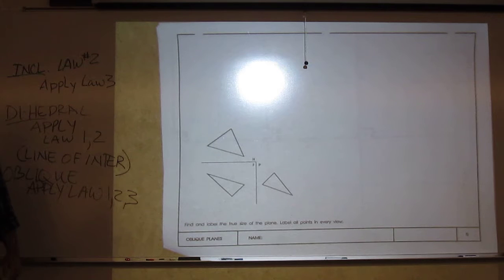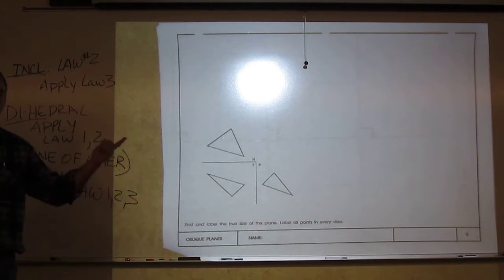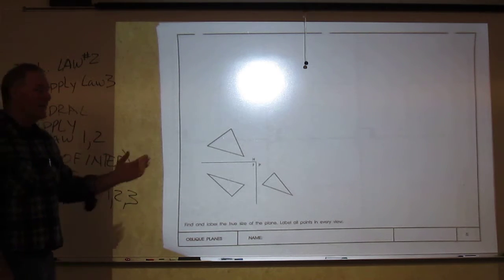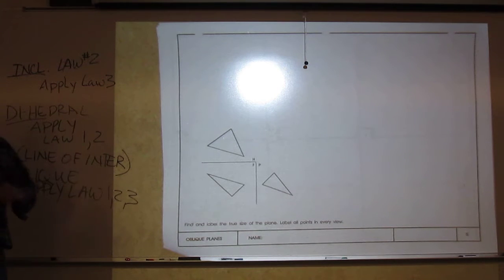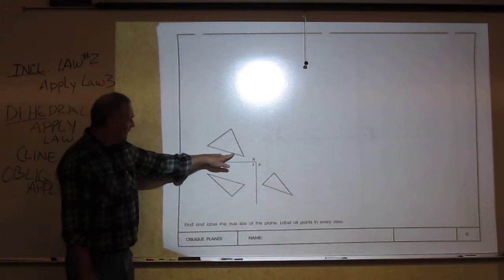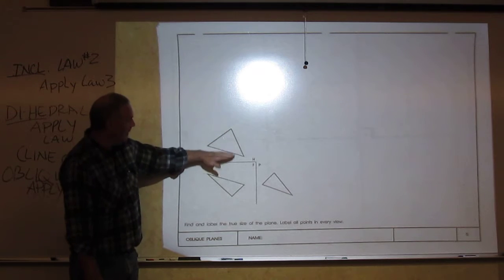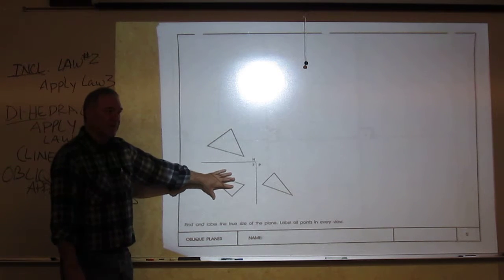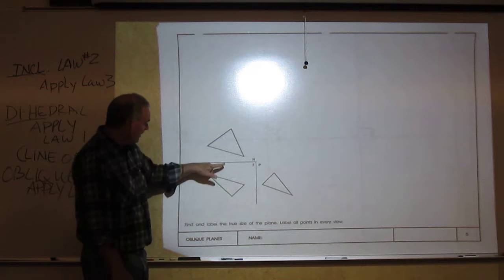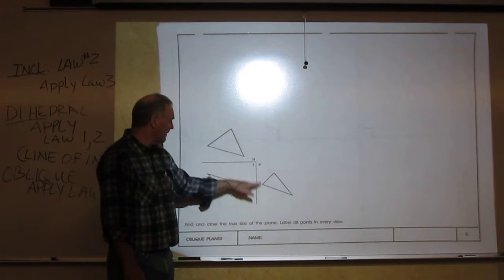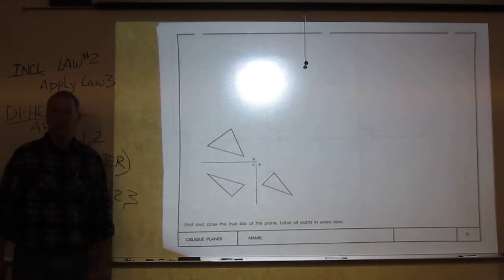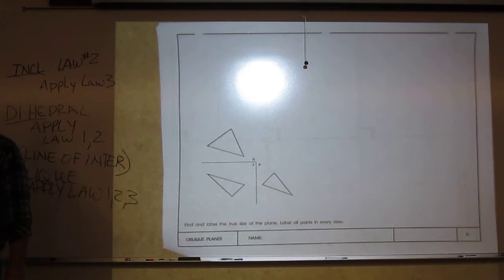First thing you want to do when you're dealing with obliques, you've got to do laws 1, 2, and 3. Is law 1 satisfied anywhere here? Okay, just look at it. Parallel, parallel, parallel? No. So everything here is foreshortened. None of this is parallel to that or that. Everything here is foreshortened, everything here is foreshortened. No true length line. You're going to do 3 rotations here, folks.